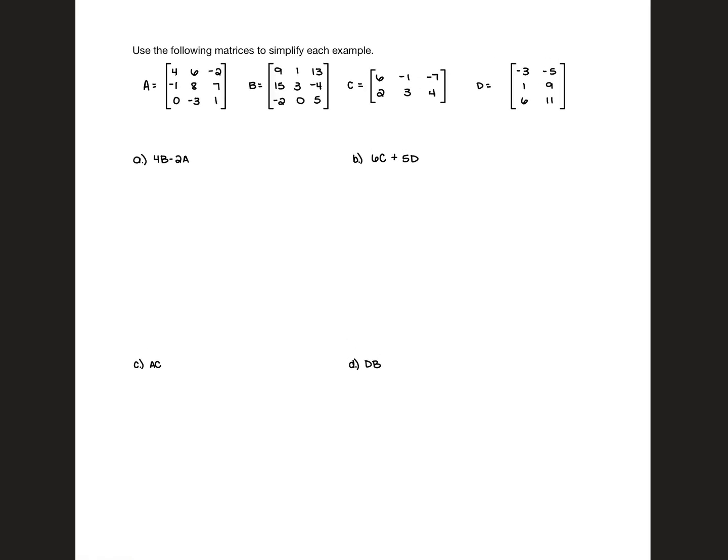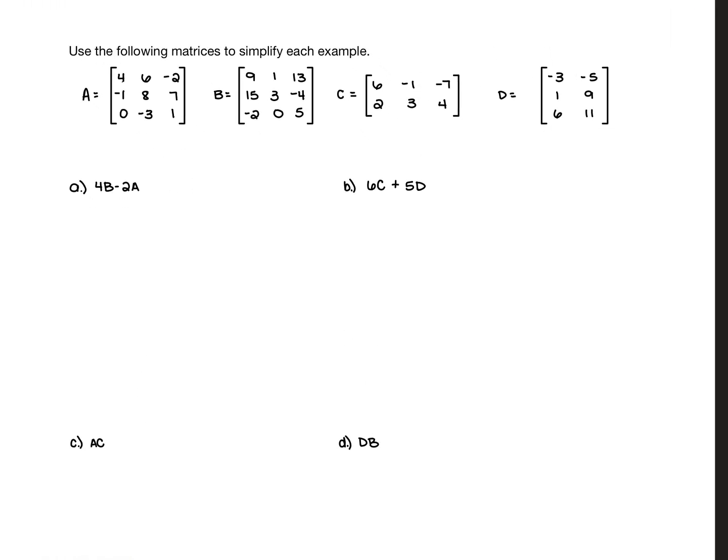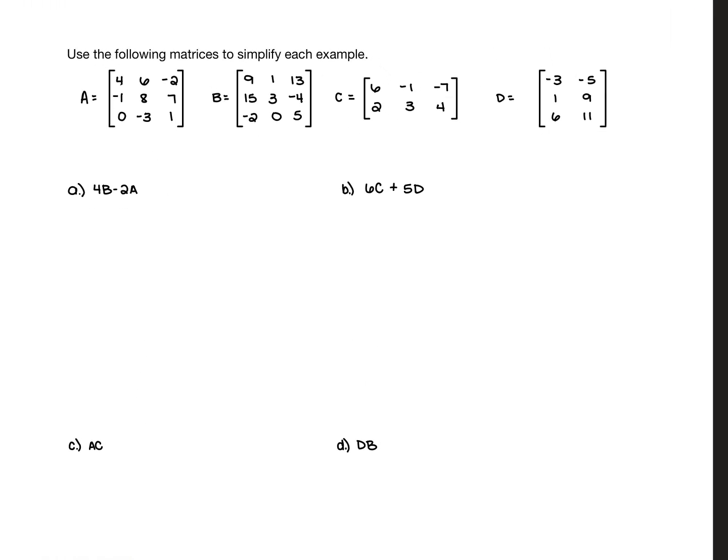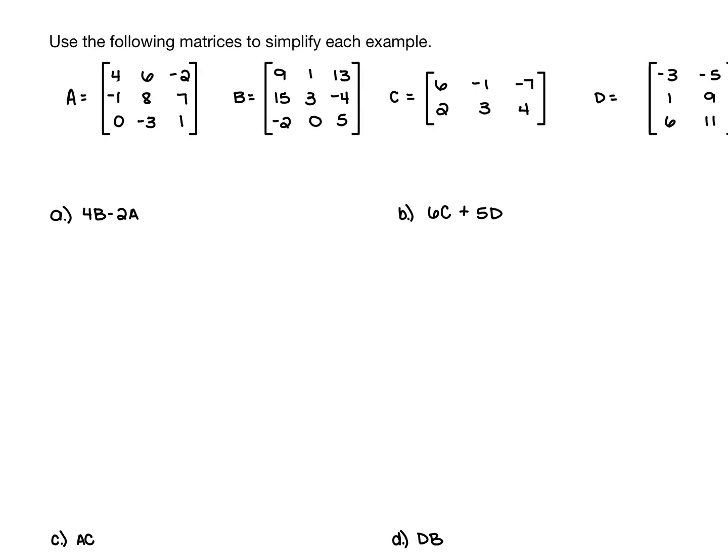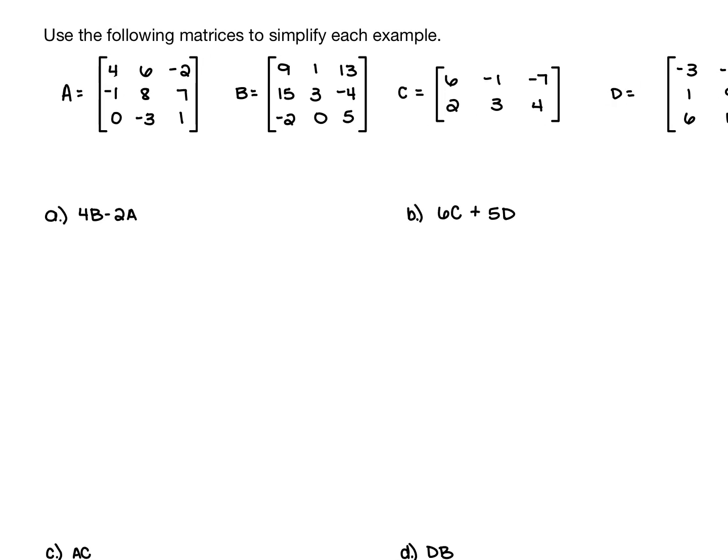The last part of your notes tells you to use the following matrices to simplify each example. For A, you're doing 4 times B minus 2 times A. So your 4 times B is going to be 4 times all of the numbers in the matrix for B. Minus the 2 times A, you're going to multiply -2 by all of the numbers in that matrix.